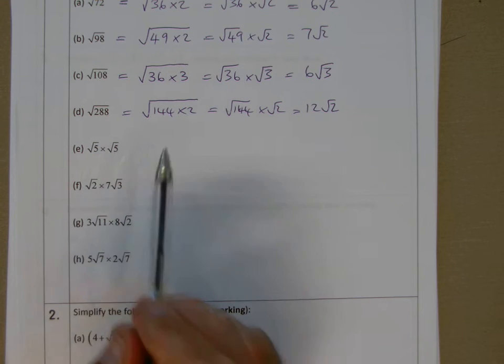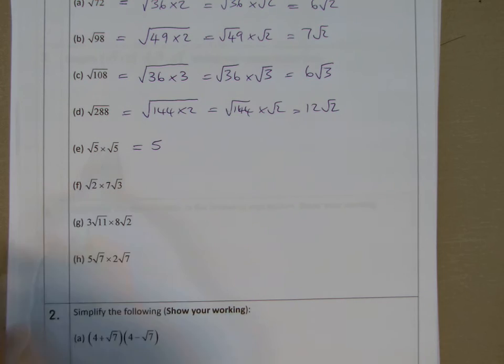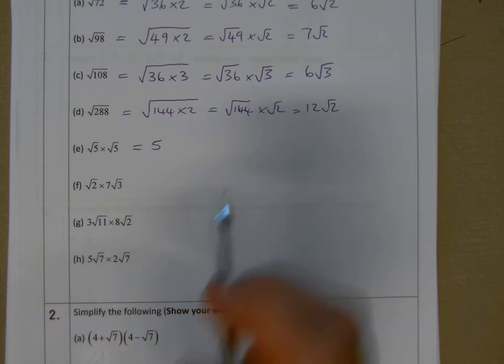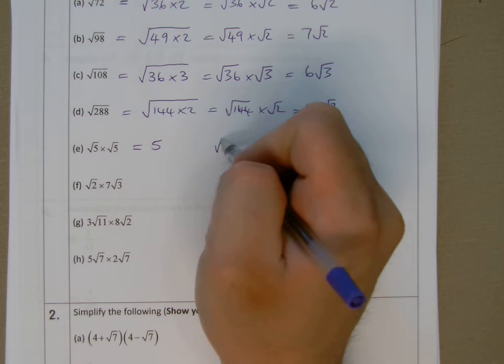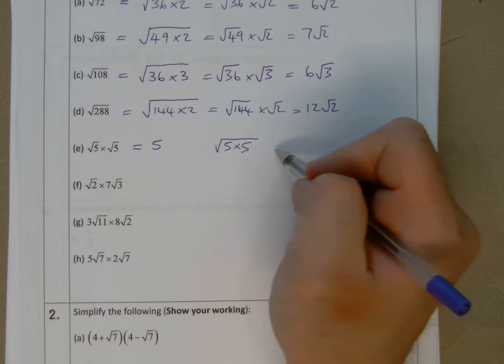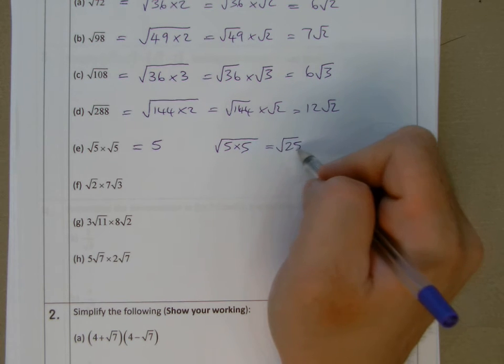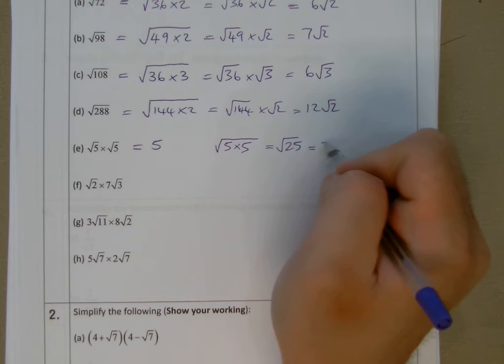When you times a root by itself, then the answer is simply the number in here. Okay, right? It always is, because if you think about it, root 5 times root 5 is the same as root 5 times 5. Okay, put them in the same root, which is root 25, yeah, because 5 times 5 is 25, and the root of 25 is 5.